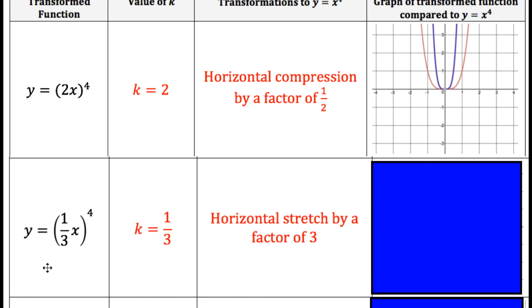So a horizontal stretch by a factor of 1 over the absolute value of k, and 1 over a third, that means it's reciprocal, so 3.